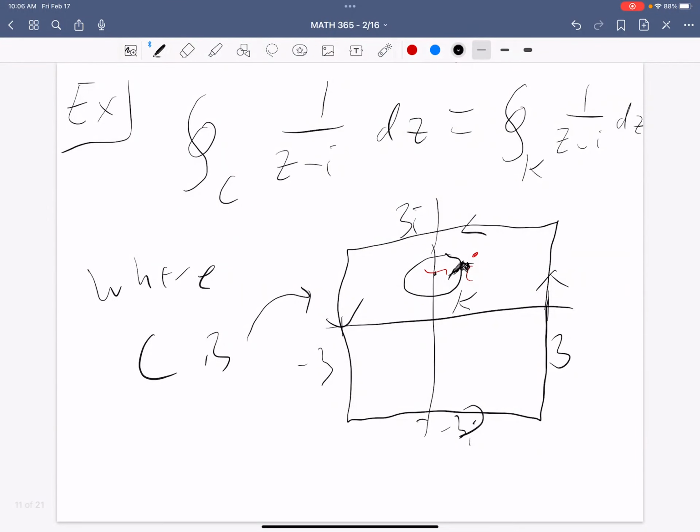The curve C here was just some square, and note that I was always able to squeeze a little circle inside, because a simple closed curve will always enclose an area, and I can always sneak a circle inside of there, right? It's always going to enclose an open set.